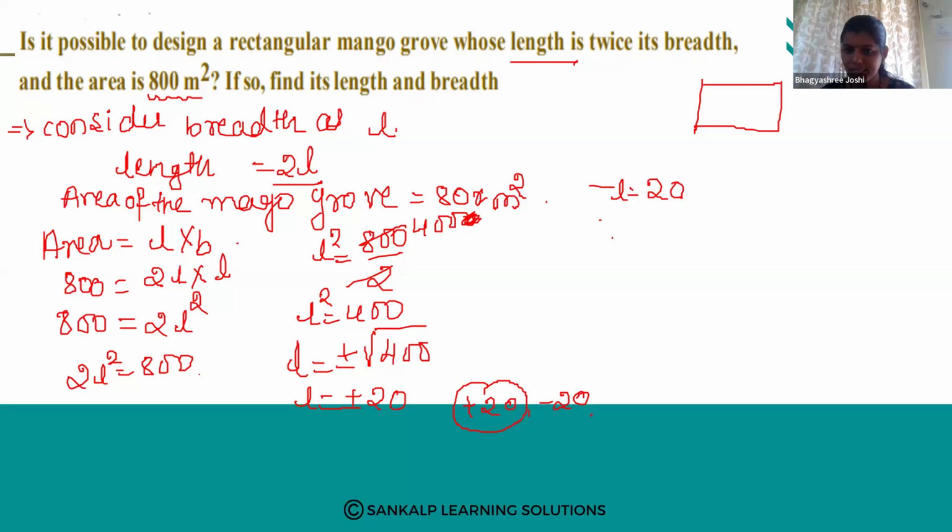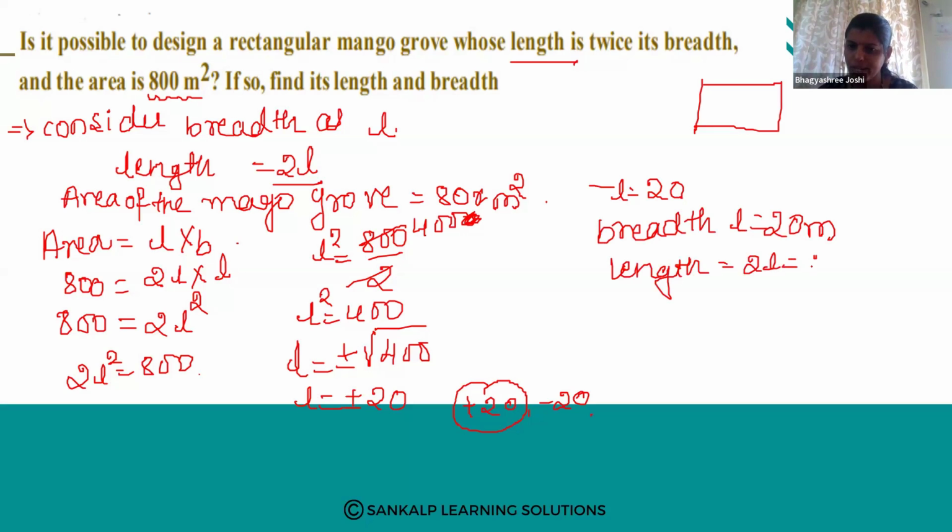L means we considered it as breadth. So breadth L is equal to 20 meter, and length, we considered it as 2L. So 20 into 2 is 40. 40 meter. So this is the length and breadth of the mango grove. Okay, understood? This question can be asked for 3 marks. Okay. 40 meter.